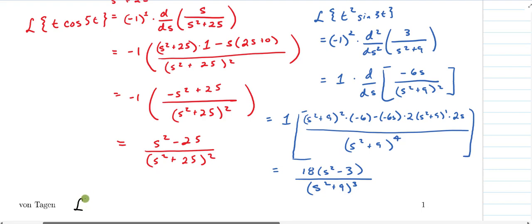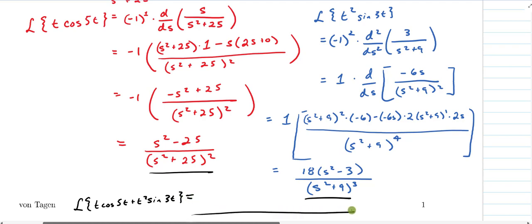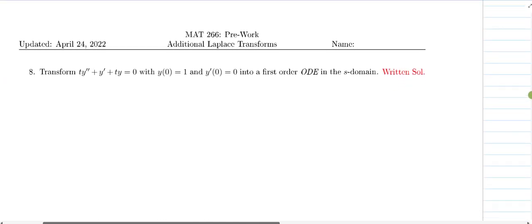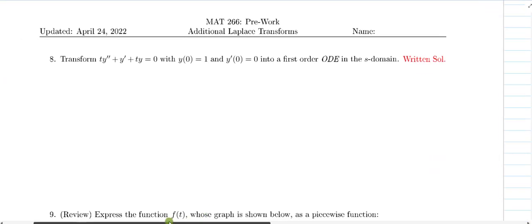Let's try to write it down here, I guess. So the Laplace transform of t cosine 5t plus t squared times the sine of 3t will just be this expression plus this expression, and you can copy that down here if you wish. So I'd like to continue, and we can see how else this can be helpful here.